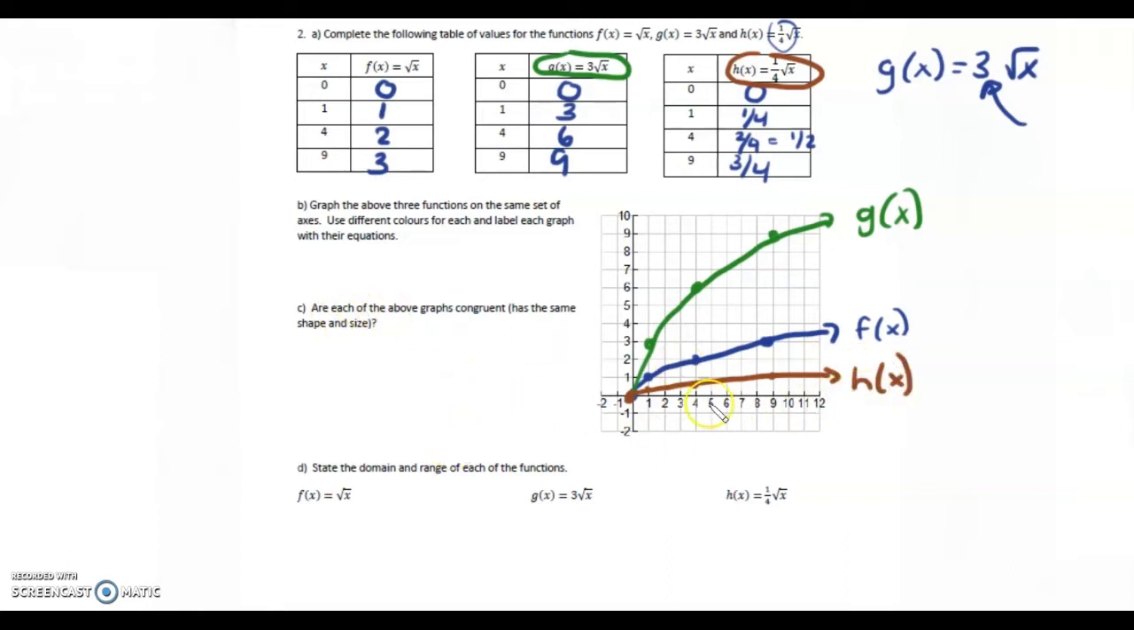Okay, so are these congruent? Well, no, they're not congruent in size. They are all root x shapes, but even the shapes aren't congruent because they have stretches and compresses on them.